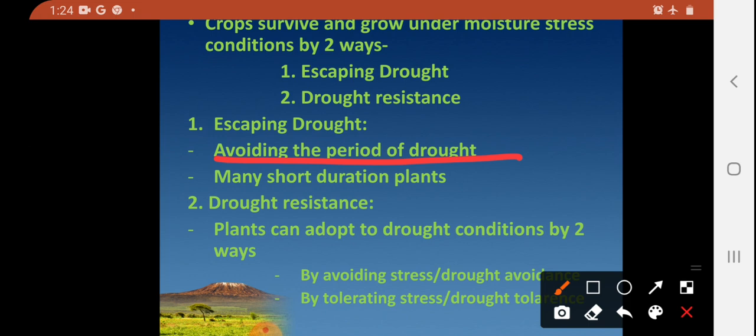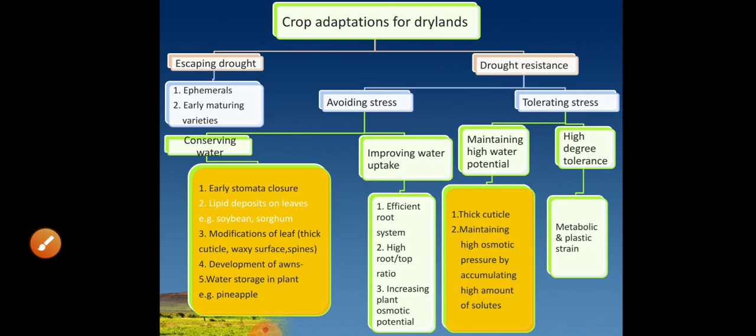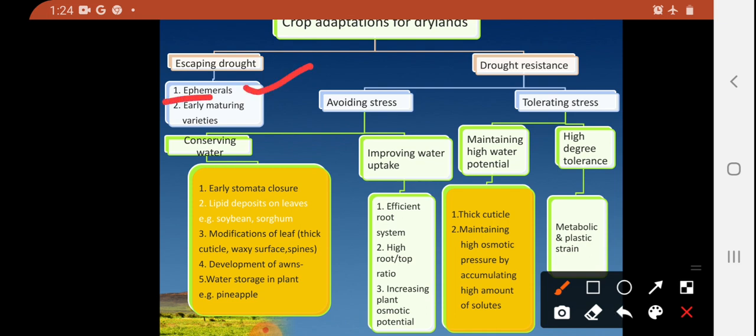Many short duration crops, for example desert plants, germinate with rainwater and mature within 5 to 6 weeks. Escaping means such crops have no mechanism to overcome soil moisture stress, and these kinds of crops are not drought resistant, isn't it? The plants which can germinate and complete their life cycle within a few weeks are called ephemerals. You can see here. So drought escaping means they complete their life cycle before the drought situation or before the moisture stress situation.